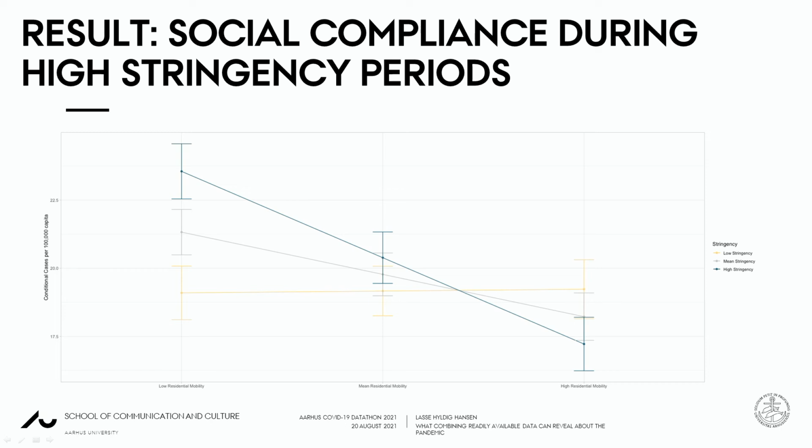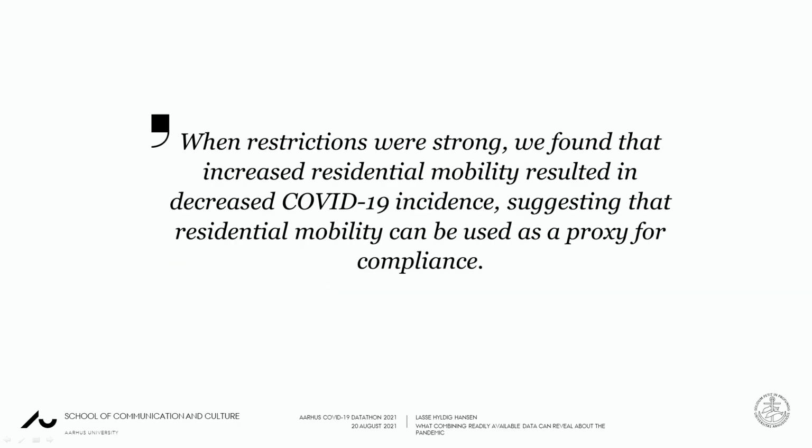So let's take a look at the blue line. When we have high stringency, which the blue line suggests, and we have low residential mobility, that means people are supposed to stay at home, but they're not staying at home. We have higher cases of COVID-19, and the opposite is true when people are staying at home. If the stringency level is very low, the model does not predict that COVID-19 incidence will fluctuate depending on residential mobility.